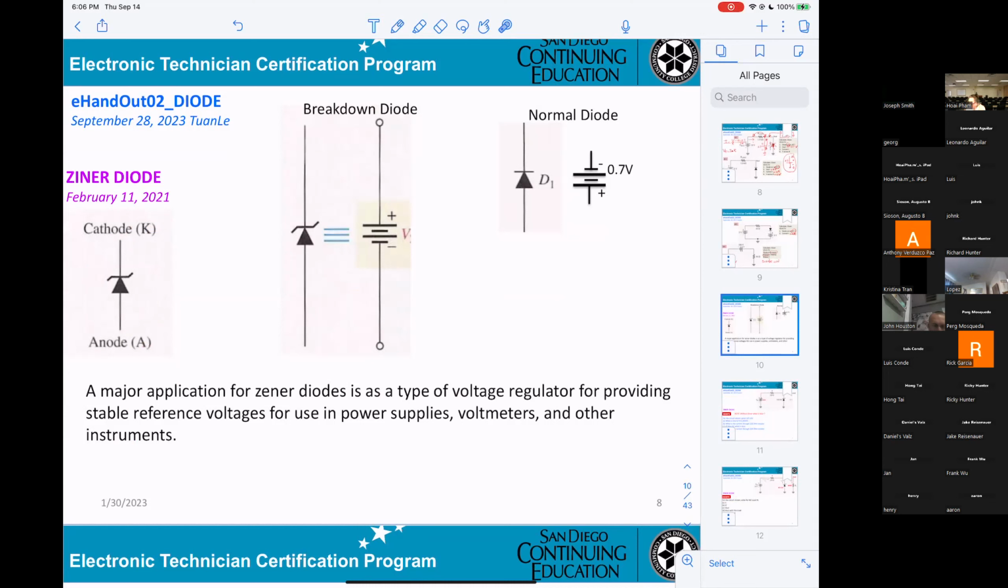A major application for the Zener diode is as a voltage regulator, providing a stable reference voltage for use in power supplies, voltmeters, and other instruments. Normally in a power supply, if they give you 12 volt and it is connected to a Zener, that means when the voltage coming in is more than 12 volt, the Zener will be activated, so you get the Zener voltage.